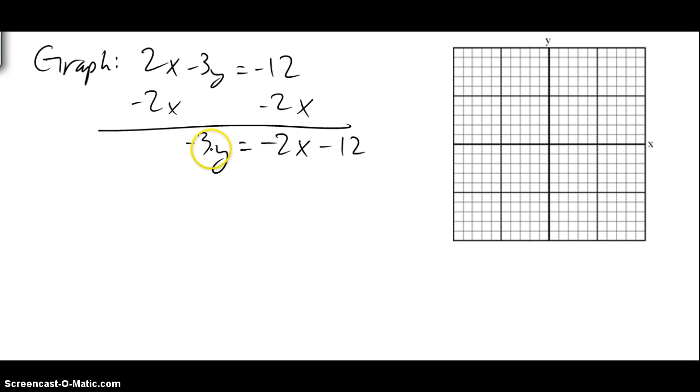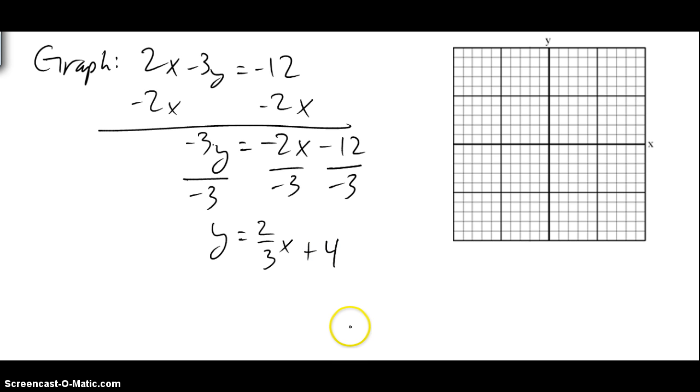Okay? And then we want to think, what is the opposite of times negative 3? Let's divide everything by negative 3. So we divide everything by negative 3 and we have y equals positive 2 over 3x plus 4. See how we got that? We simplify each one of these. So now this is nice and easy to graph, right?